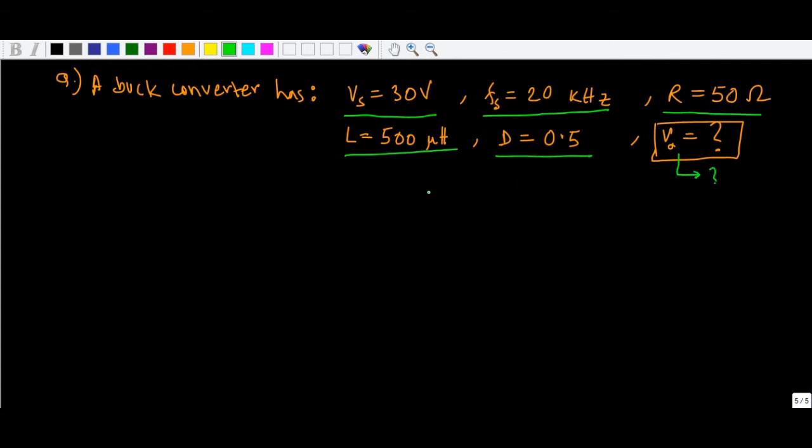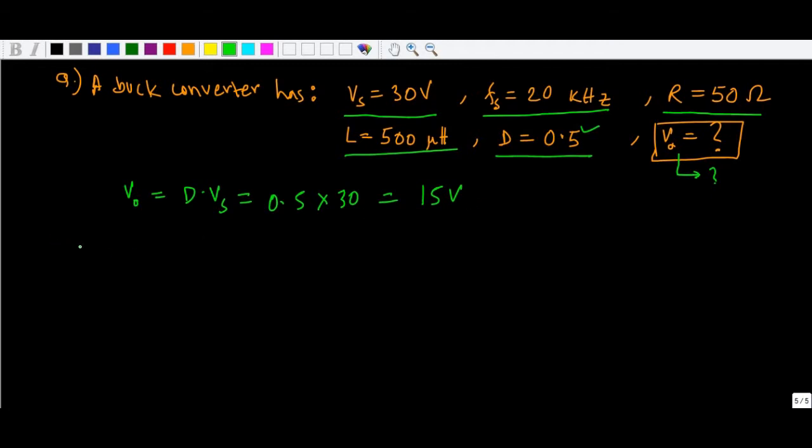So if we don't check whether the circuit is in CCM or DCM, we will directly apply the formula V output equal to d times Vs. They have given d as 0.5 and Vs as 30 volt, so we will get 15 volt. But that will be right only if the circuit is in CCM, but we have not checked that yet. So let us check whether the circuit is in CCM or in DCM.